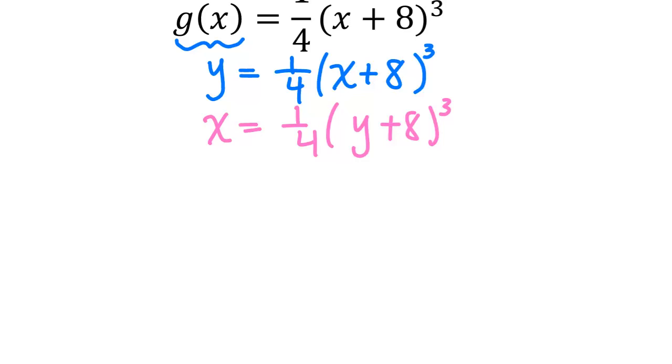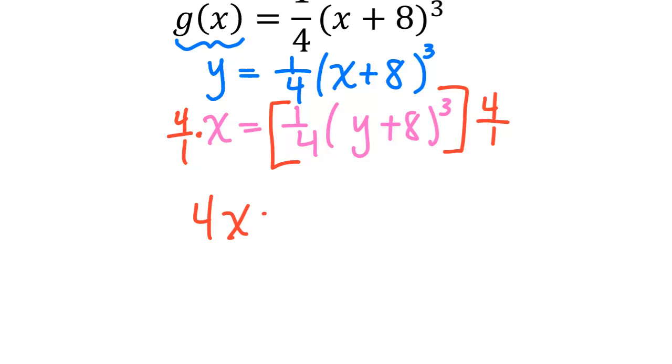There's no addition or subtraction, so you shouldn't subtract 1/4 because you're not adding it to the y plus 8. So for this one, in order to get rid of the 1/4, we have to multiply by what? The reciprocal, so it'd be 4/1 to each side. But really, 4/1 is the same thing as what? 4. So this is a 4x equals, on the right side, the 1/4 and the 4/1 cancel. So we're left with y plus 8 to the 3rd.